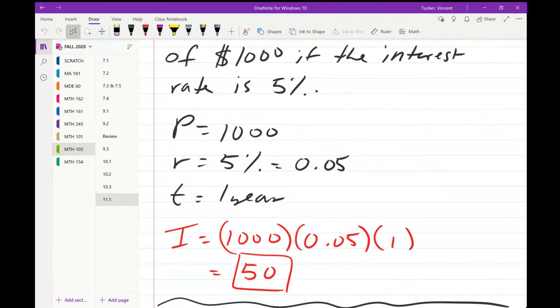So put that into the formula, P times R times T. That's 1,000 times 0.05 times 1. And the interest earned will be $50. All right.